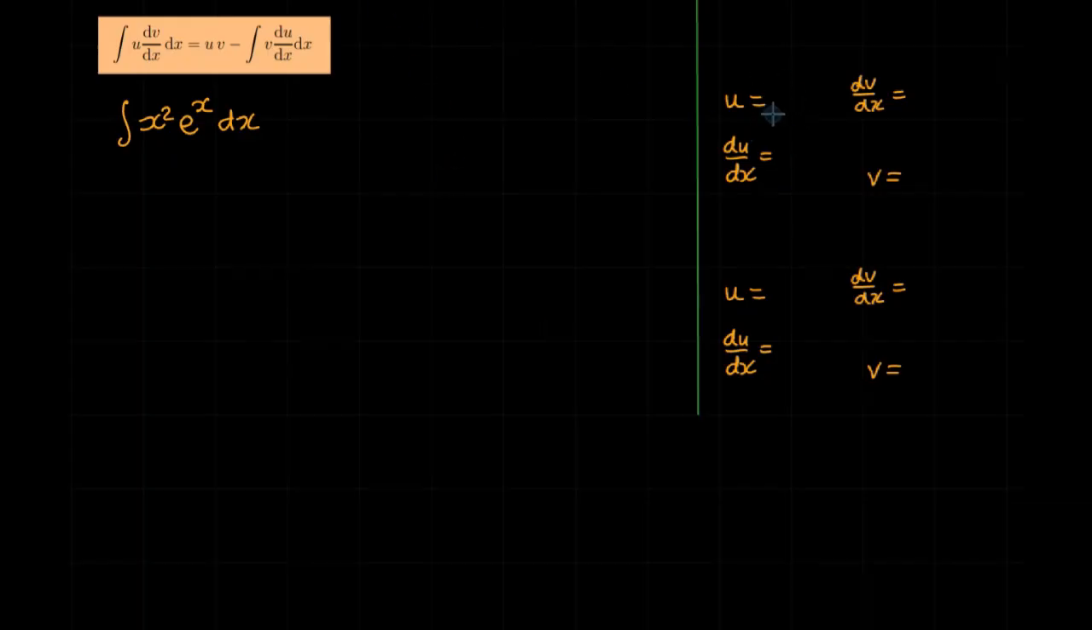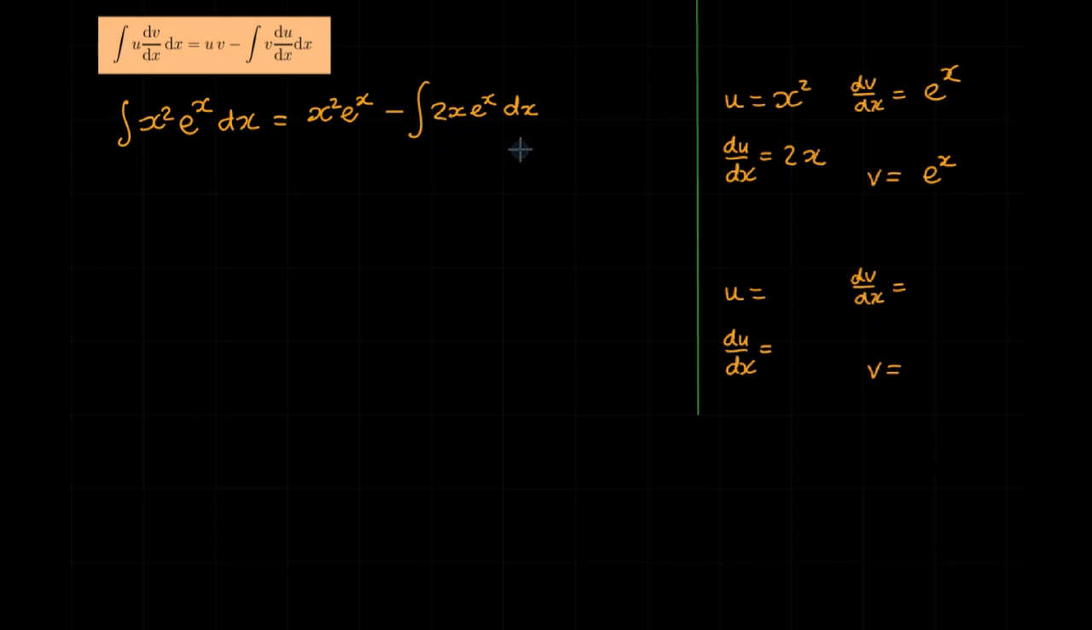But this time we're going to let u be x squared, and we differentiate it to get 2x, and dv by dx is e to the x, and so v is also e to the x. So let's fill in the first step of our integration by parts. So we need x squared e to the x minus the integral of e to the x times 2x. So I'm going to write 2x e to the x dx.